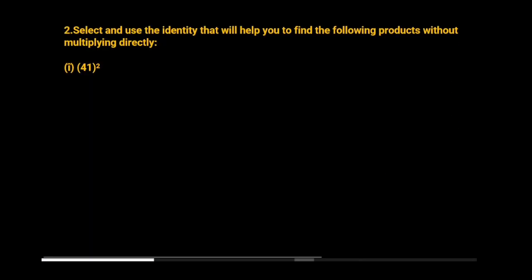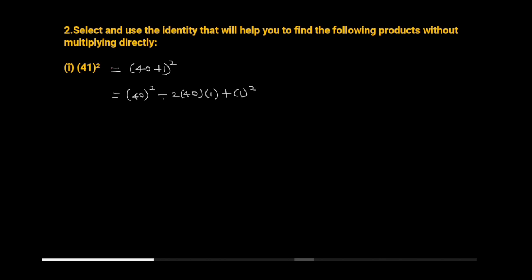Let's see the next question. Select and use the identity that will help you to find the following product without multiplying directly. 41 squared can be written easily as 40 plus 1. Writing (40 + 1) squared using the identity (a + b) squared, easily we can expand: a squared plus 2ab plus b squared. So a squared is 1600, 2 4s are 8, 80 into 1, 80, plus 1.